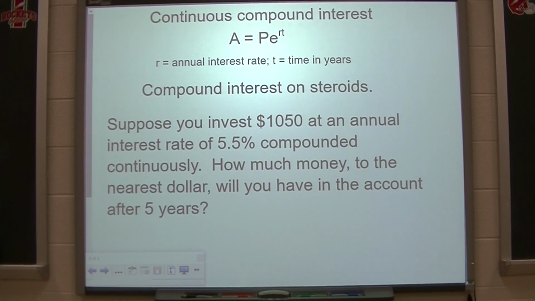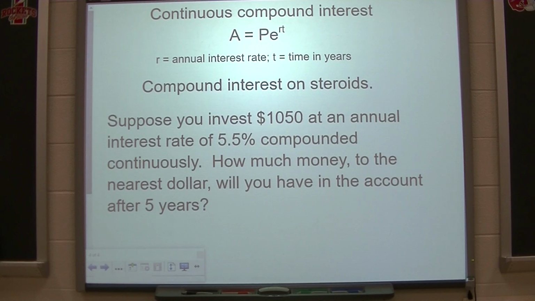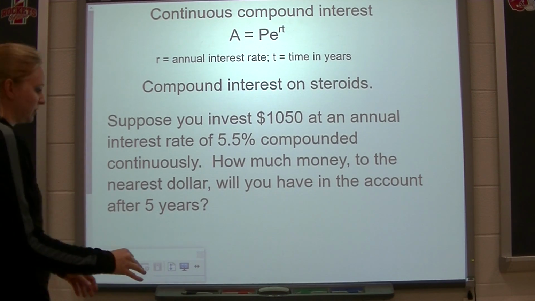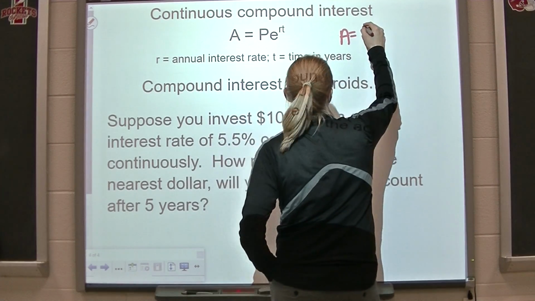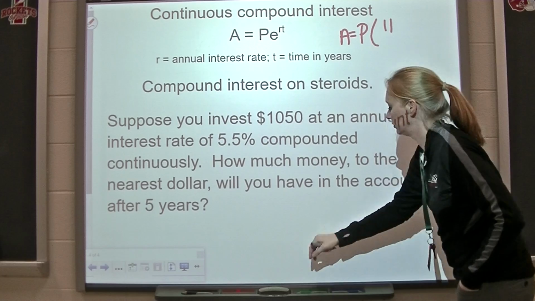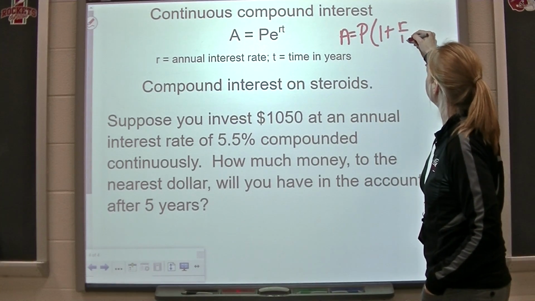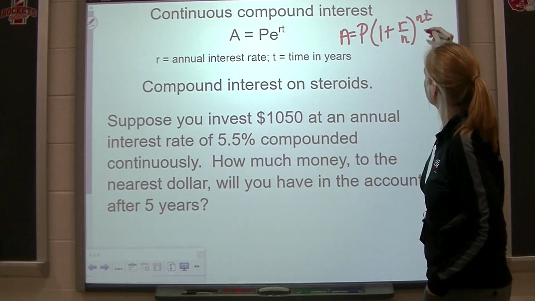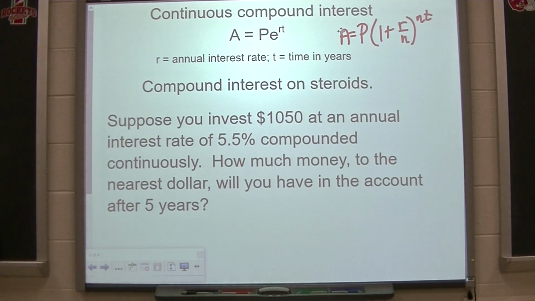Okay, the last thing we're going to do in this lesson is continuous compound interest. So this is different than just compound interest that we've already learned. Our compound interest formula was that A equals P times (1 plus r divided by n) to the nth power. Well, this continuous compound interest is A equals Pe^(rt).